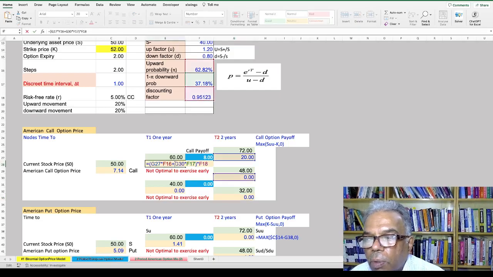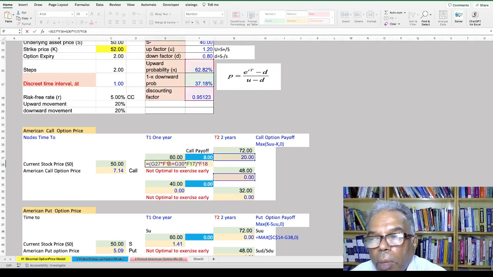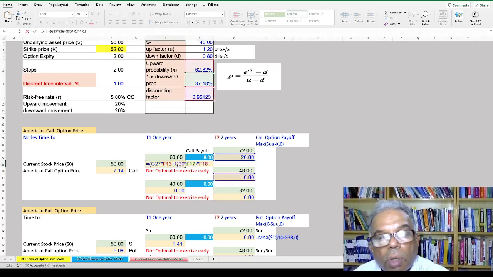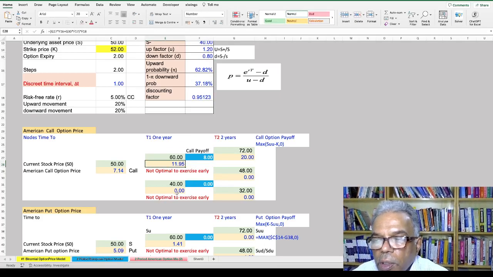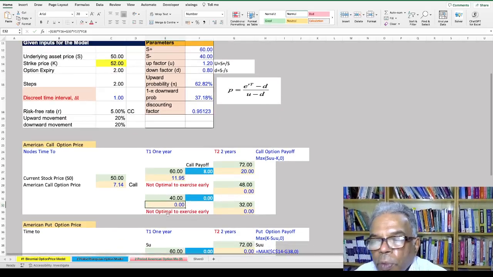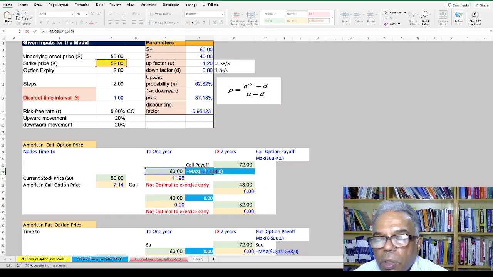Calculate the expected value: 20 into the upside probability plus 0 into the downside probability, multiplied by the discounting factor. Why do we multiply by discounting? Because we are moving backwards. Similarly, 0 into upside probability plus 0 into downside probability into the discounting is 0. Now, since it's an American option, this is the only difference: we have to examine whether it has an intrinsic value or not.